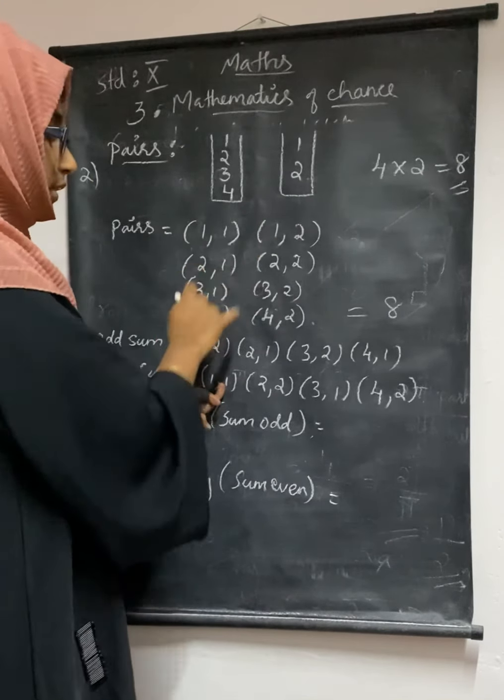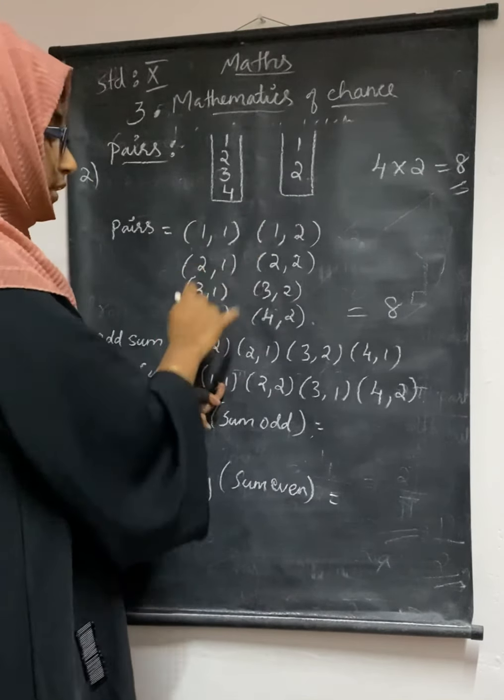Now that we have grouped it like this, we have to find the probability of the sum being odd. What is the total number of pairs? We found 8. Out of 8 pairs, how many sums are odd? 1, 2, 3, 4. 4 sums are odd. So 4 by 8, which you can make shorter. When you divide, you get 2 by 4, or again you can make it shorter, that is 1 by 2.